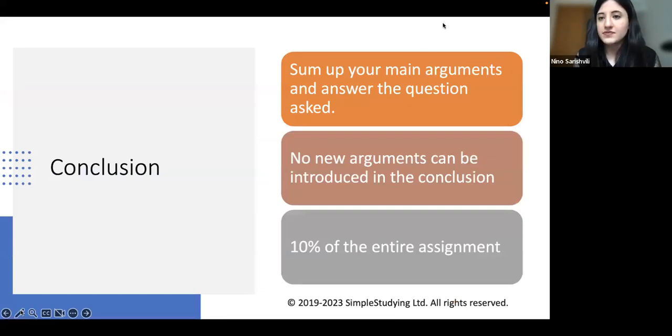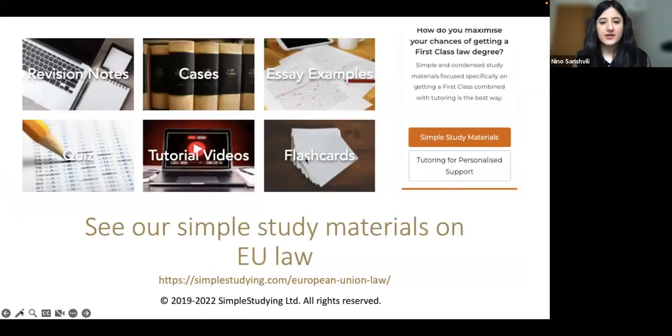In conclusion, you need to sum up all your main arguments in any essay question as well as this one and answer the question asked. No new arguments should be in the conclusion. Conclusion should be just a summary of the main points, and it should not be more than 10% of the entire assignment. I suggest that you have a look at our notes, essay examples, quizzes, tutorial videos, flashcards, and cases for more information.